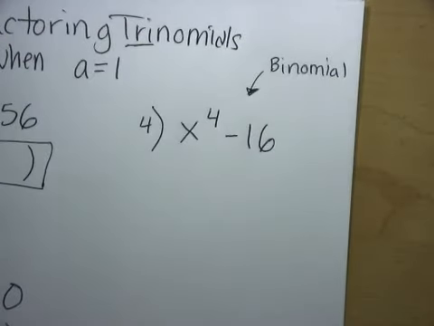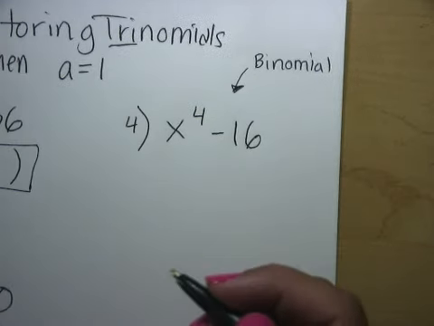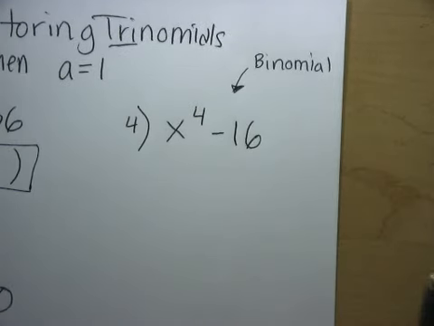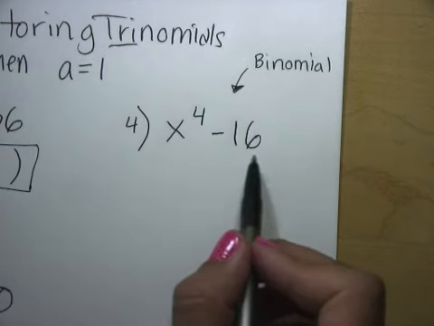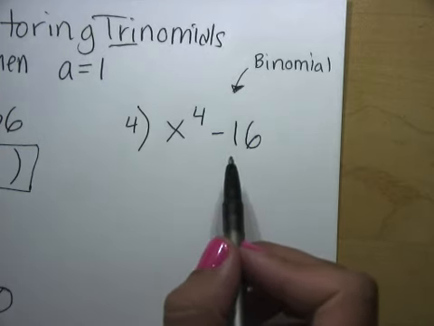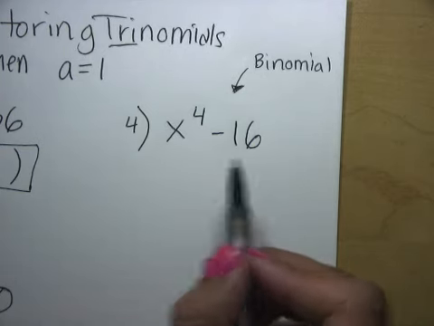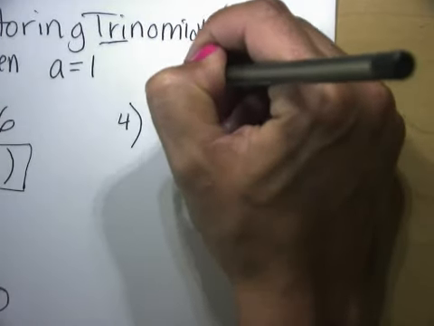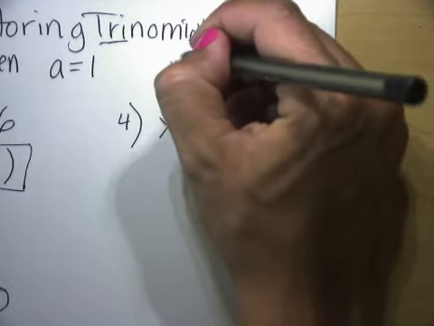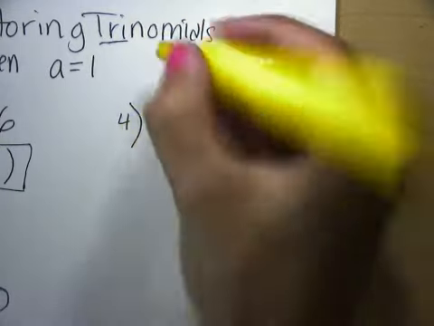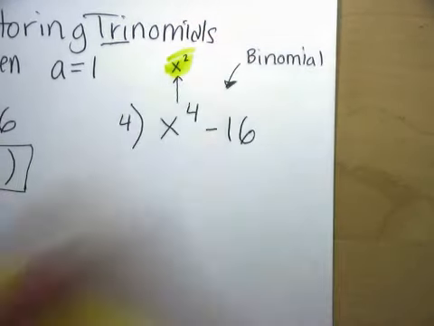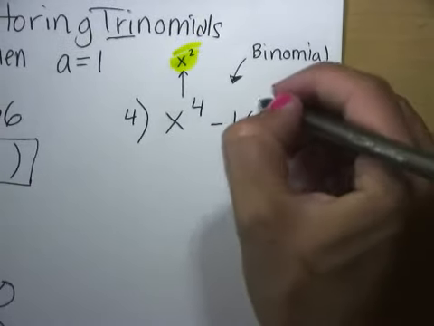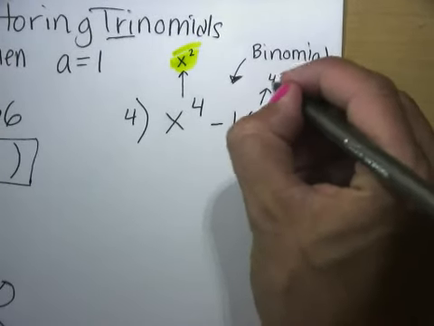Number 4. All right, so this is not a trinomial, but an example that I wanted to show you guys. In this case, number 1, no common factor, but I see it's the difference of 2 squares. I know that x to the 4th is x squared times x squared. I know 16 is a perfect square. It's 4 times 4.